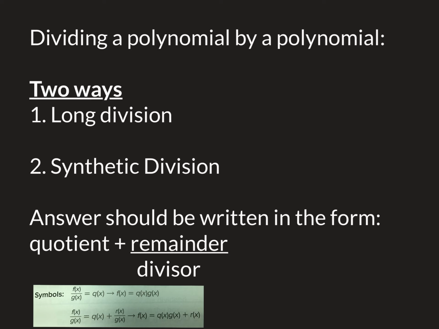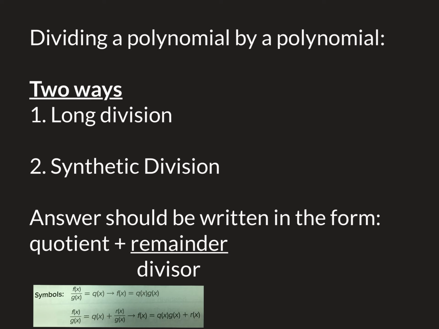Next, we're going to be dividing a polynomial by a polynomial. You do not use these ways when you have a monomial. When you're dividing by a monomial, you do not do this. So please just remember that you do not do this when you are dividing by a monomial. You do what we just did. Two ways to do this are long division and synthetic division. And your final answer should be written in the form quotient plus remainder over divisor.